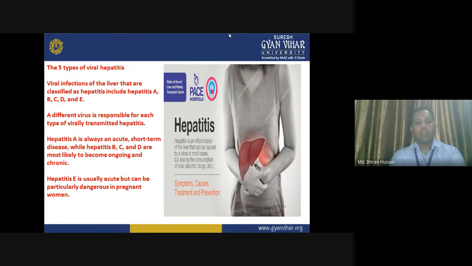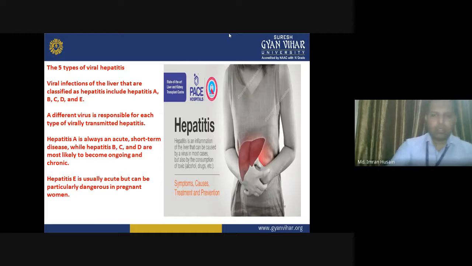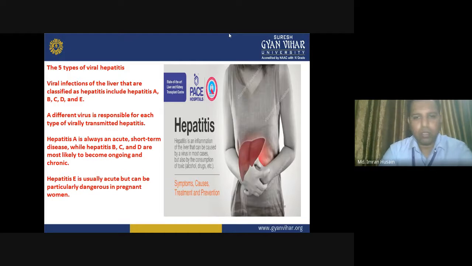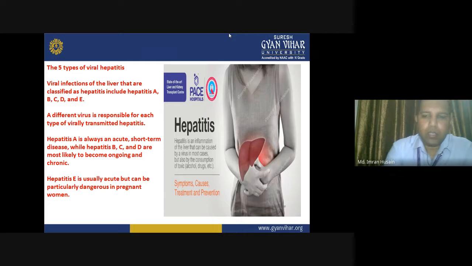Hepatitis E is usually acute but can be particularly dangerous in pregnant women. So here in this image, you can see the doctors are indicating that this condition can really be chronic. So in addition to the circumstances that can turn this disease chronic, you must consult doctors and medical experts in order to receive proper treatment on time. So the summary of the story is that any type of inflammation in the liver should be regarded as hepatitis.